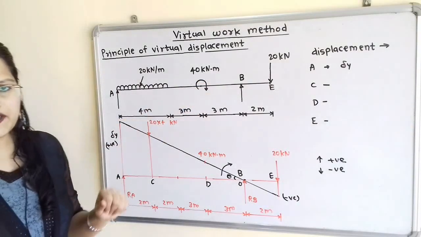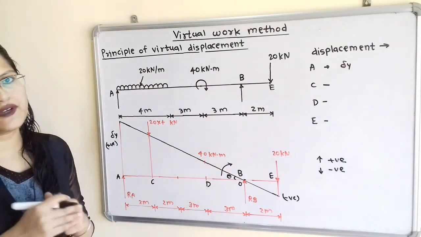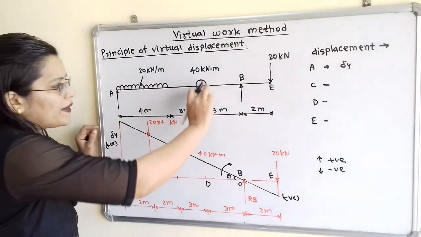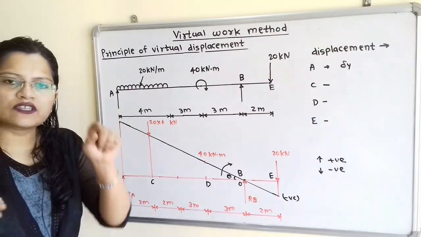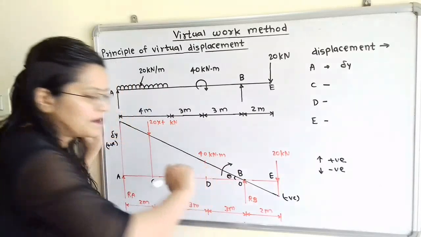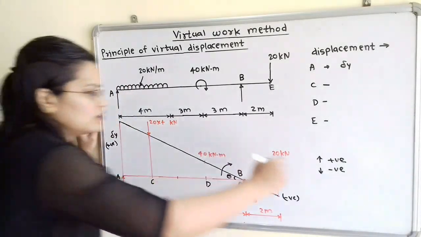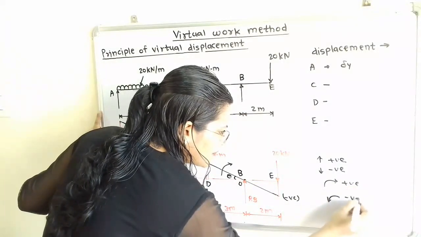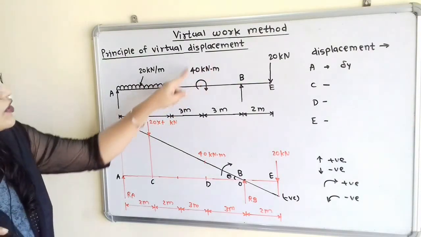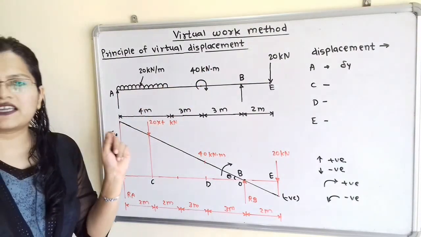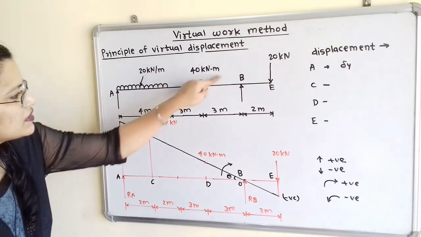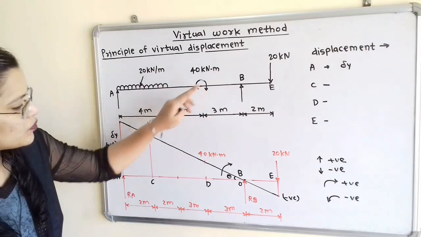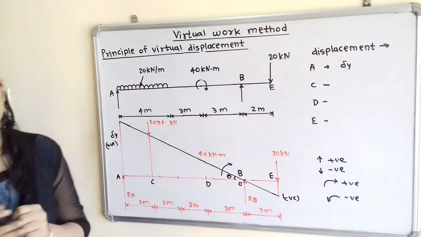Now here a moment is given, or we can say the angular displacement we have to find out. So this is the rotational motion. This moment, that is 40 kilonewton meter, is in clockwise direction, and this angular displacement is also in clockwise direction. So for clockwise direction we will give positive sign, and for anti-clockwise direction we will give negative sign. So suppose this 40 kilonewton meter is mentioned in the question as anti-clockwise, then for this moment we have to use negative sign. So this is applicable for this moment as well as for the angular rotation.